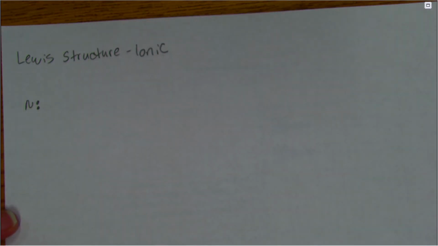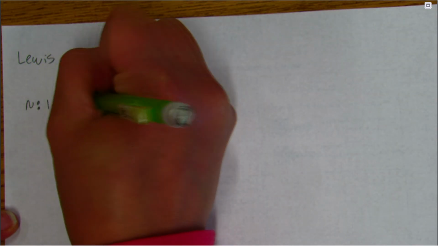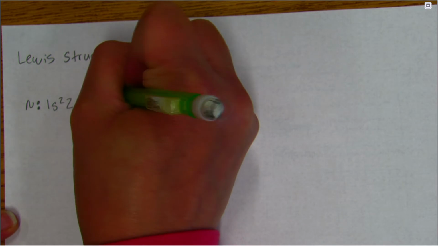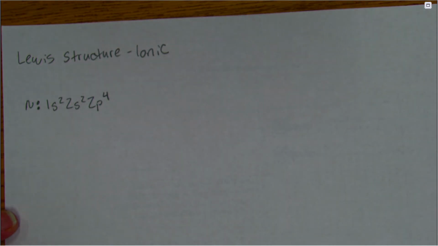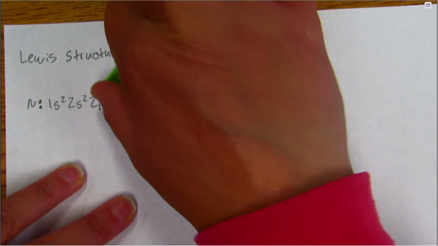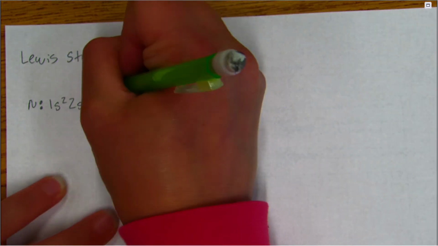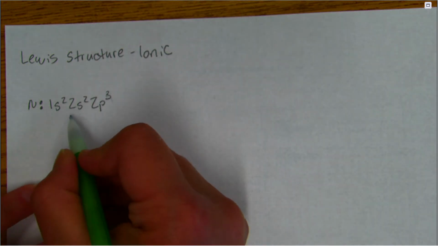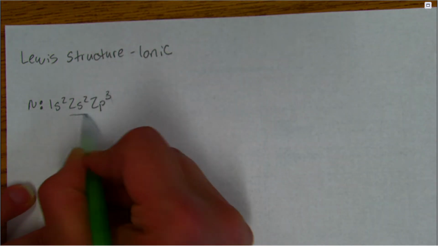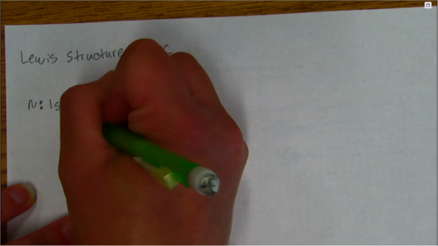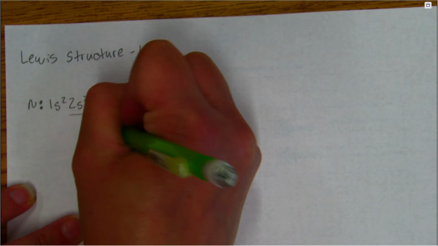So let's look at nitrogen. The electron configuration for nitrogen is 1s2, 2s2, 2p3, where it has 3 plus 2 is 5 valence electrons.